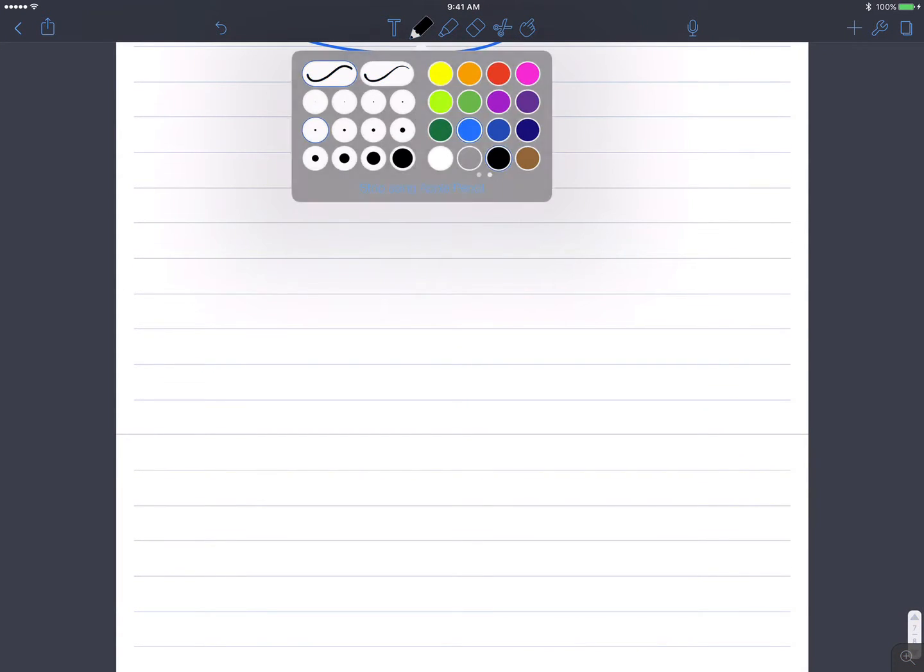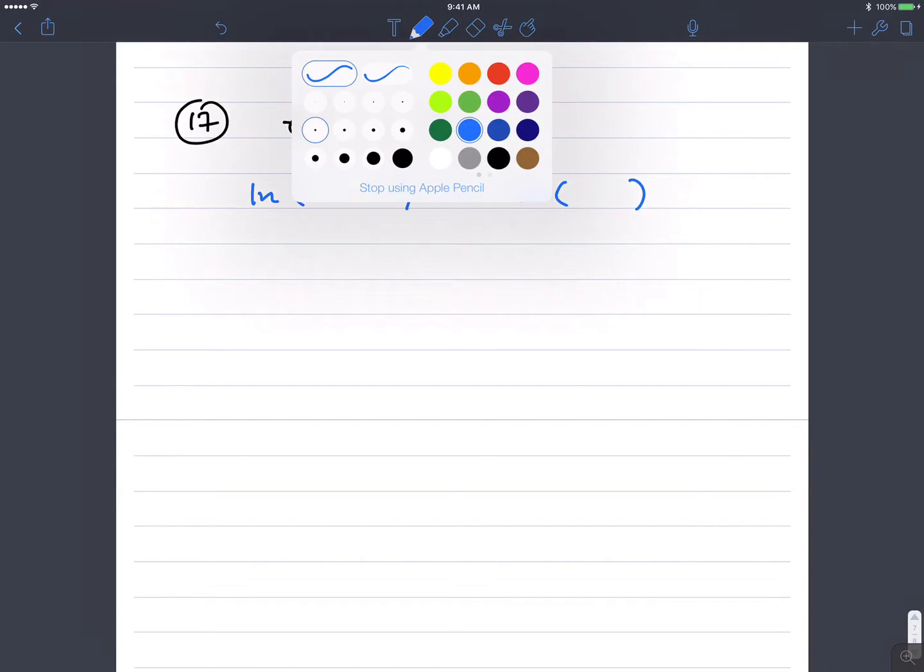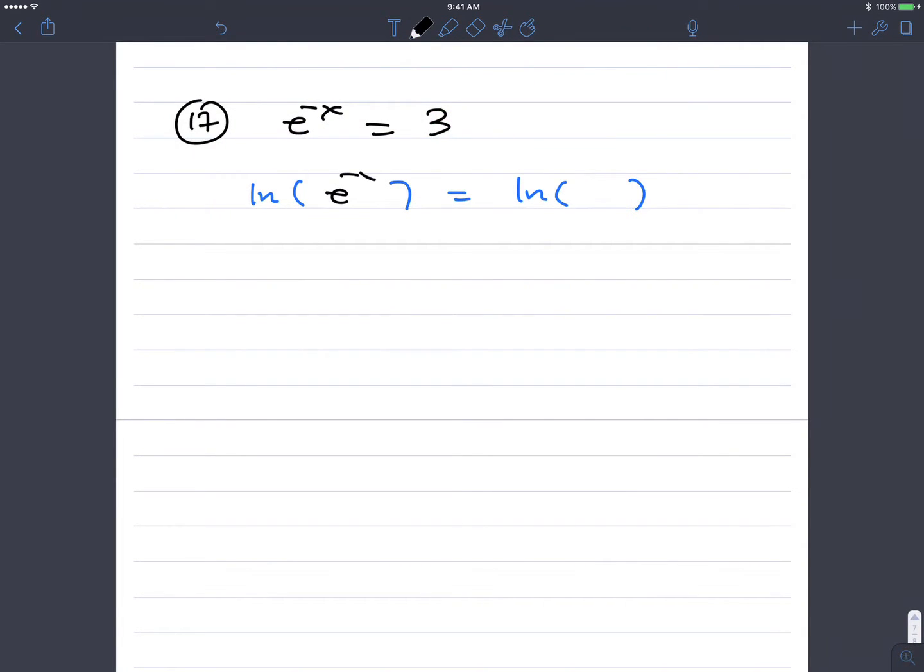17 is interesting. 17 is similar. I get 17 here. E to the minus x is 3. Okay, this is number 17. And again, I'm going to say to you that I prefer taking the natural log. So let's take the natural log of both sides again. And on the left, I have e to the minus x. On the right, I have 3. This is my power that I get to pull out.